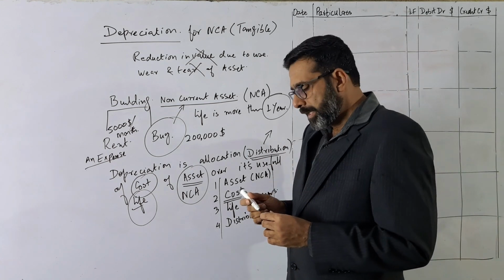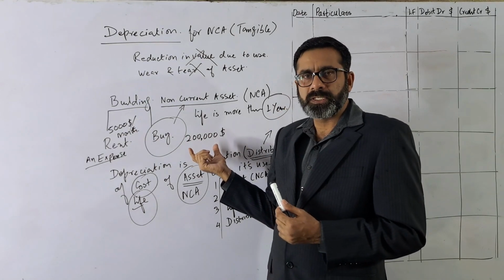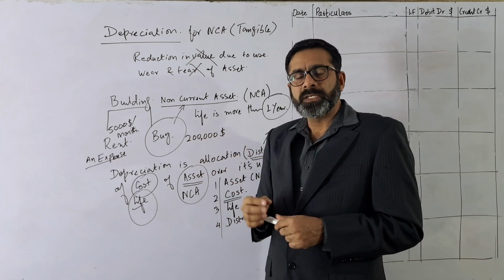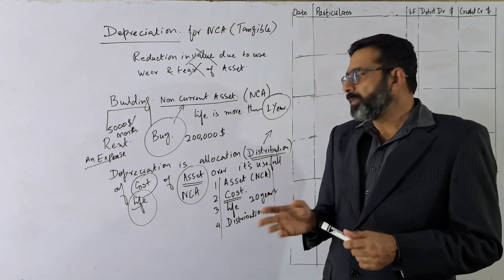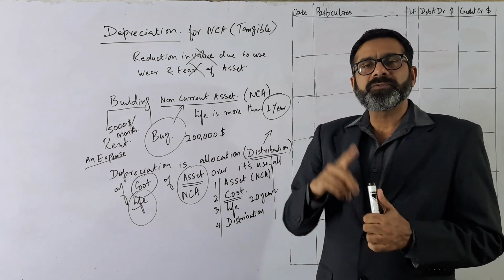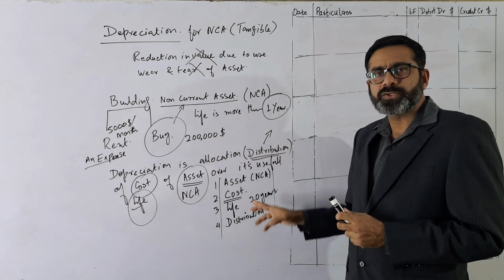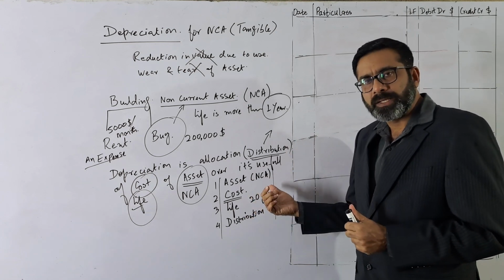Now, it means the business is paying this cost of 200,000, but the benefit they are getting is for the next 20 years. So this is the expense of the business, but not for 1 year. This expense is for how many years? This is the expense for the next 20 years. For the next 20 years, they are using this building for business purposes.